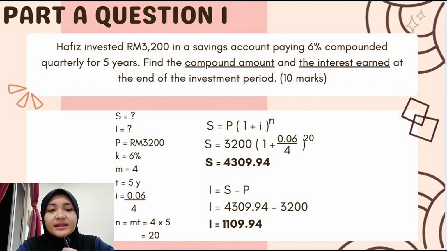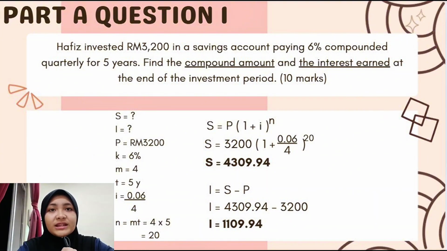So S equals 3,200 bracket 1 plus 0.06 divided by 4 bracket power of 20. And then the answer for the compound amount is 4,309 ringgit and 94 cents. This is the answer for the compound amount.